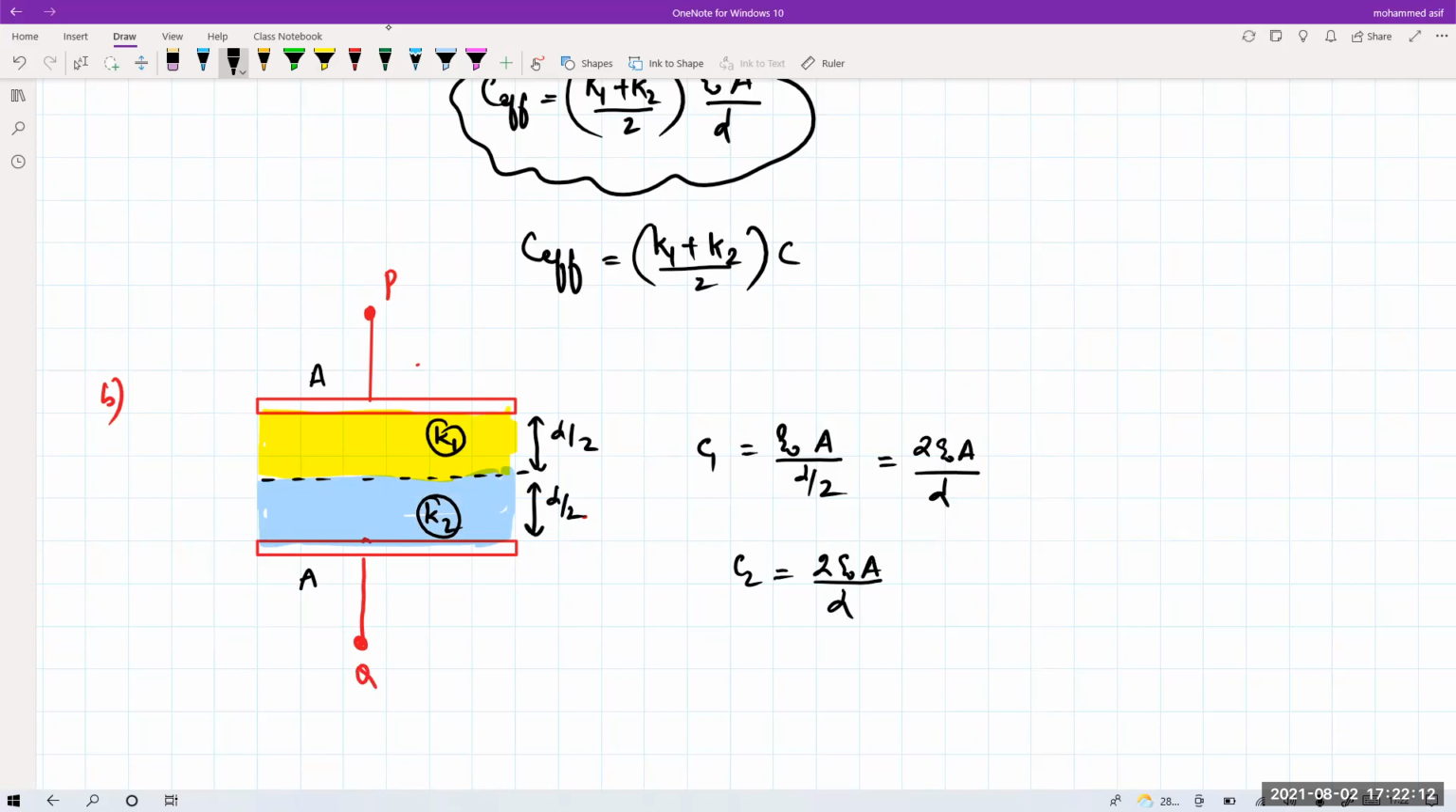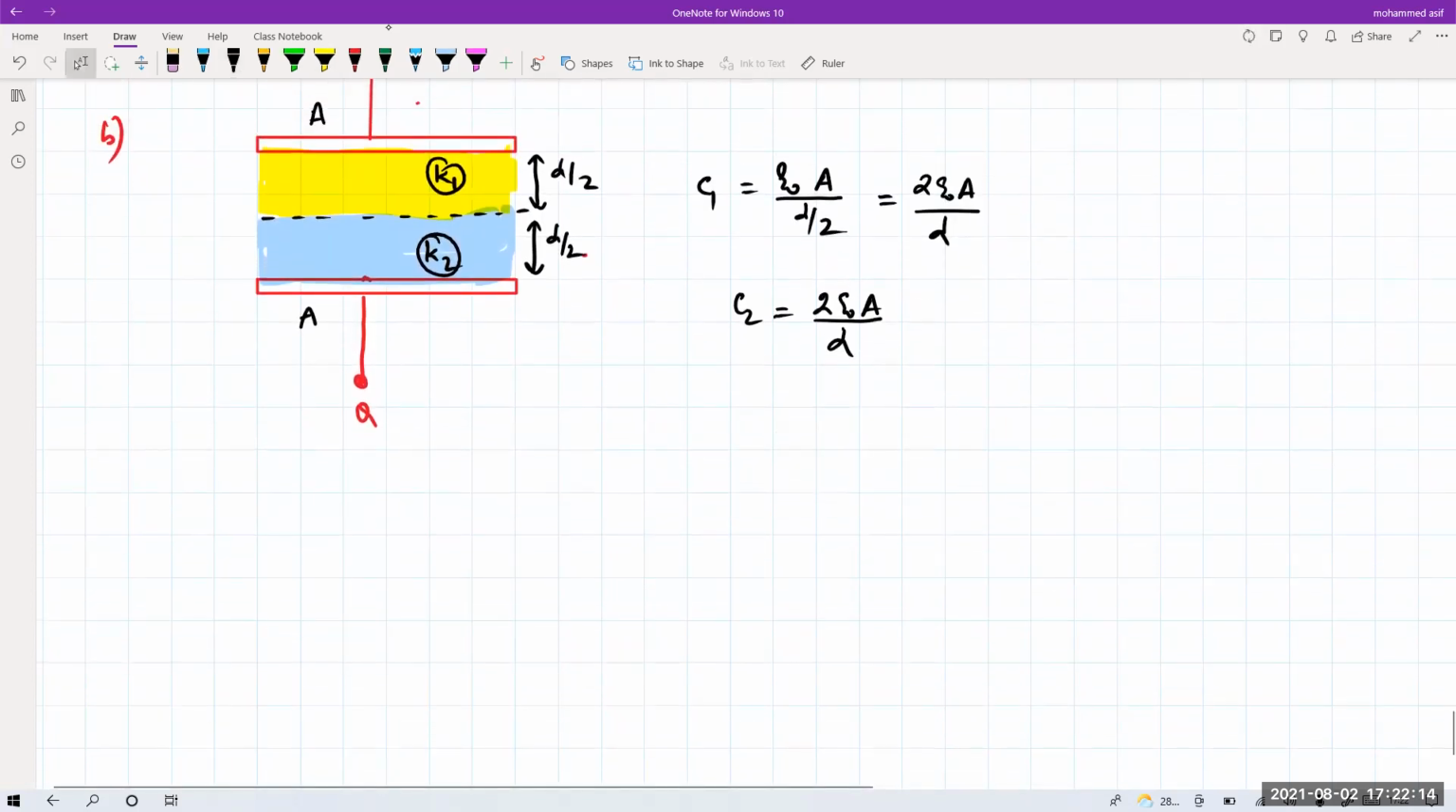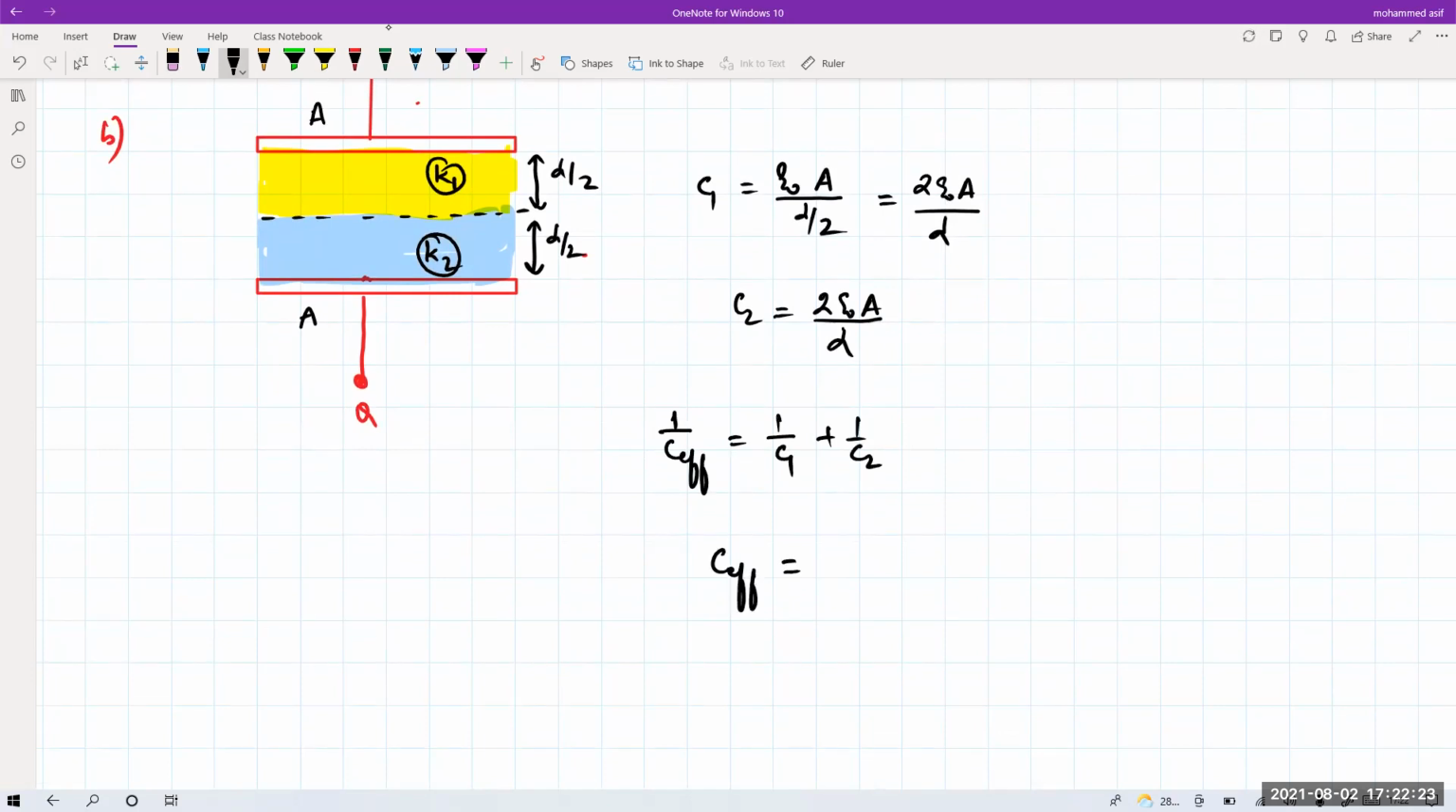In which combination are they now? Series combination. So 1 by C effective will be equal to 1 by C1 plus 1 by C2. C effective will become C1 into C2 divided by C1 plus C2.